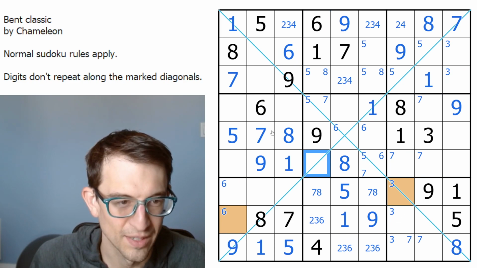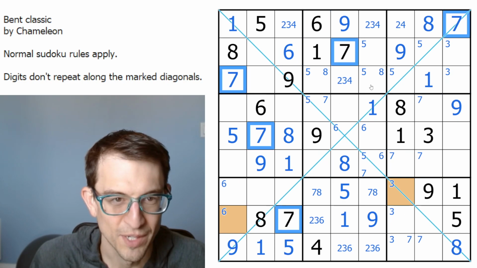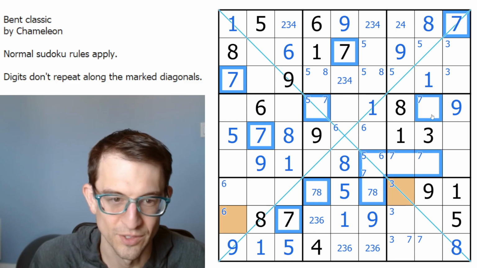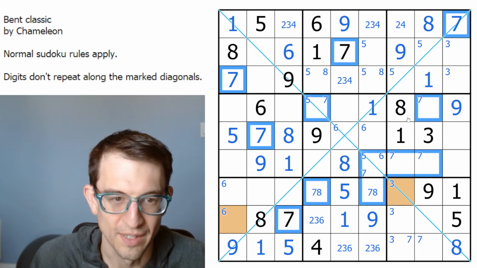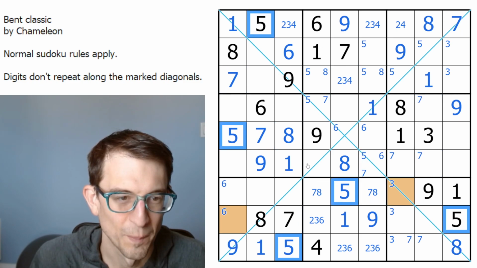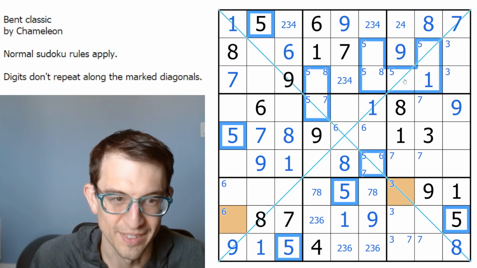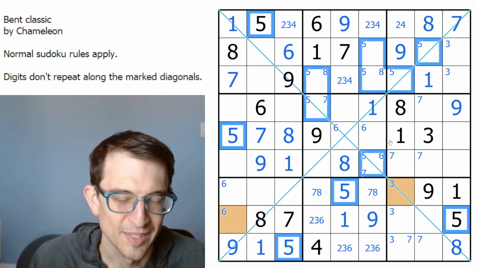How about 7s again? I think I marked all the 7s, right? So it's those 2, yeah, and those 3. And I don't see a way out of that. 5s. One of those, one of these, yeah. Same problem.